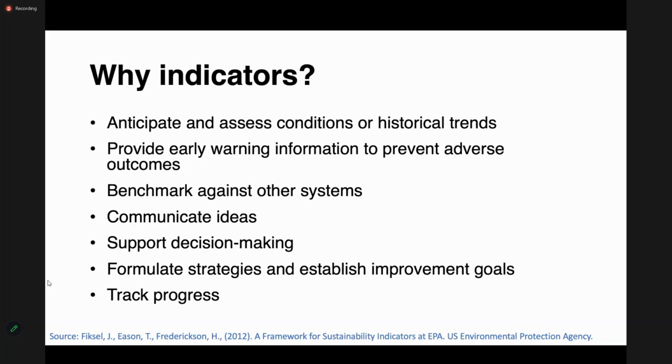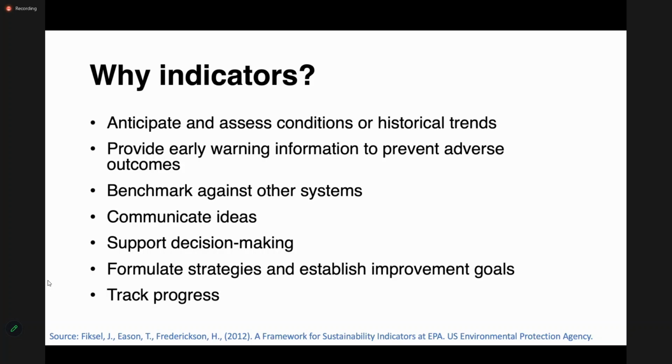And when we have that kind of information, it can serve as an early warning system. So when we see certain trends, when we see how we are doing in terms of certain indicators, we have information, and we can try and prevent adverse outcomes proactively. And when we have indicators, what we can also do is benchmark against other systems.